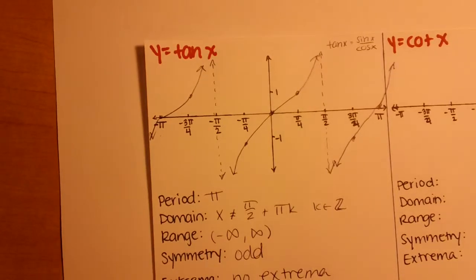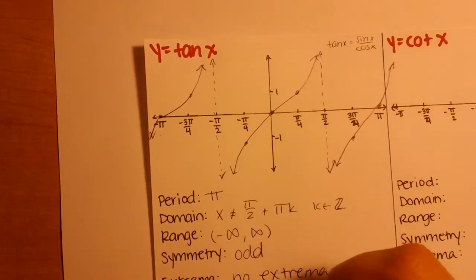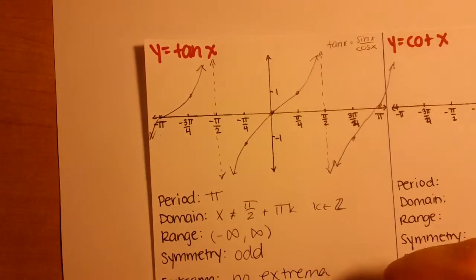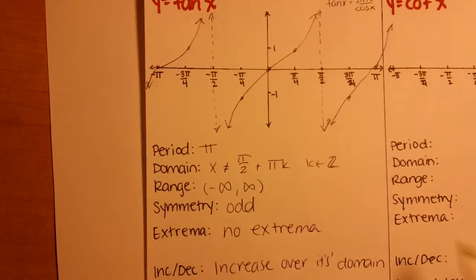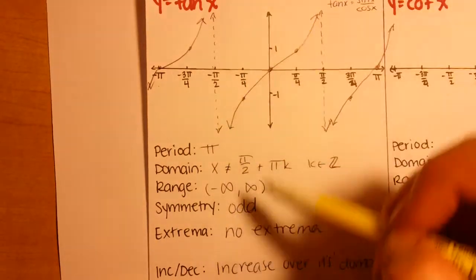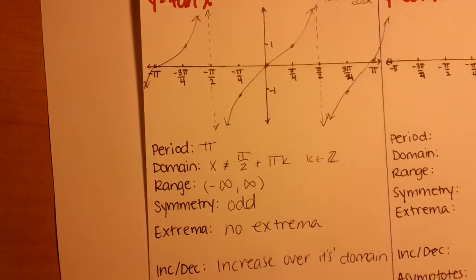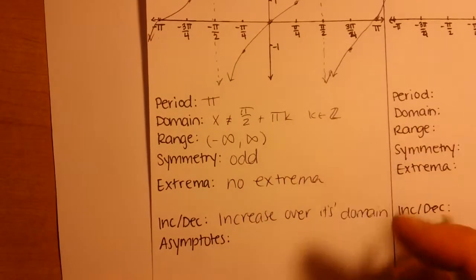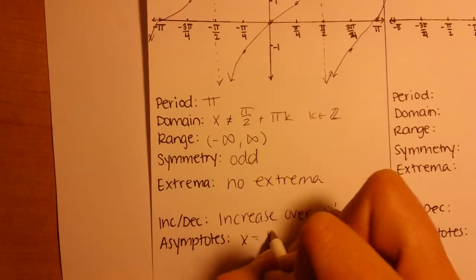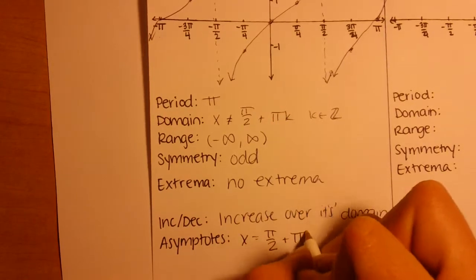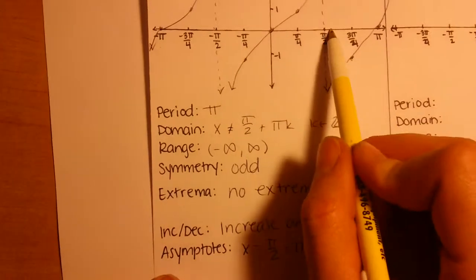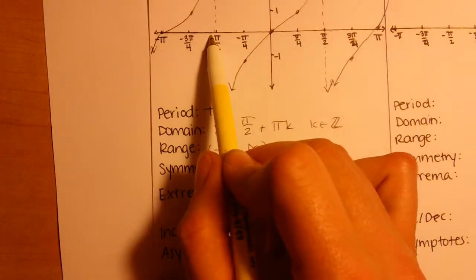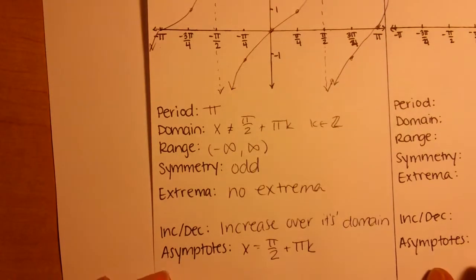Now, increase, decrease, it's going to increase over its domain. So, it's increasing and then increasing some more, so it increases over its domain. Our asymptotes are going to be x equals pi over 2 plus pi k. And we already said k is an element of the integers. We can see we have pi over 2, we go back, pi, we have another asymptote.